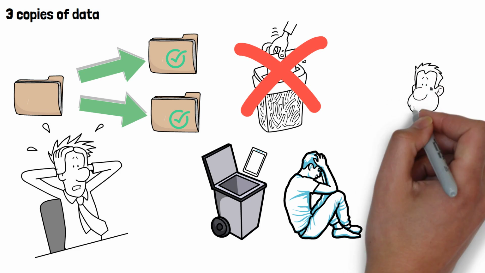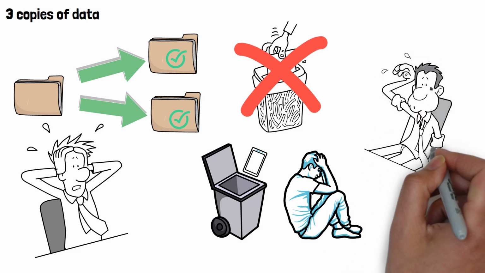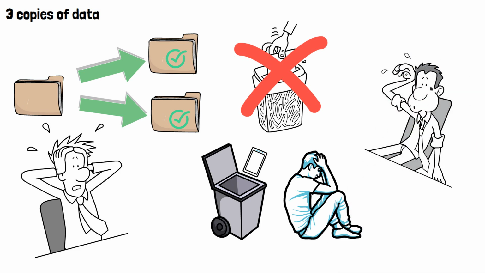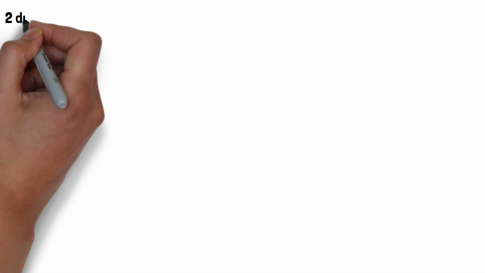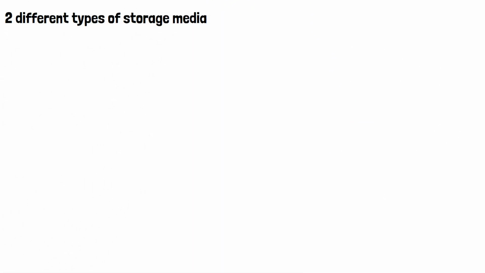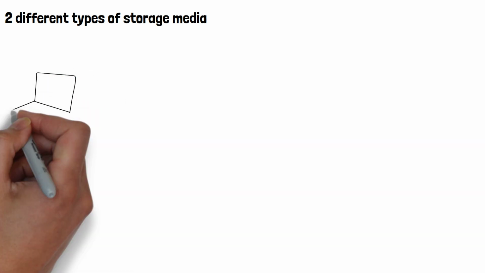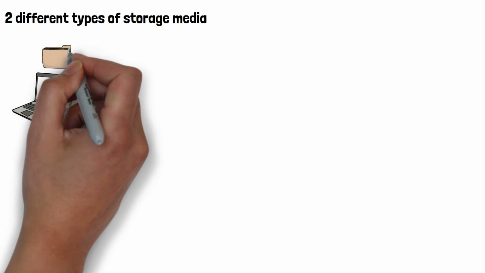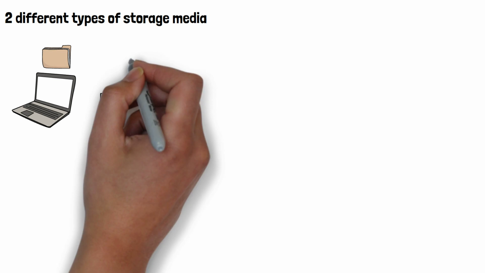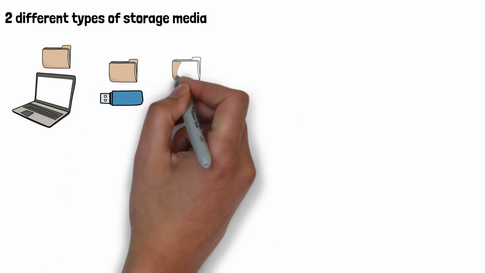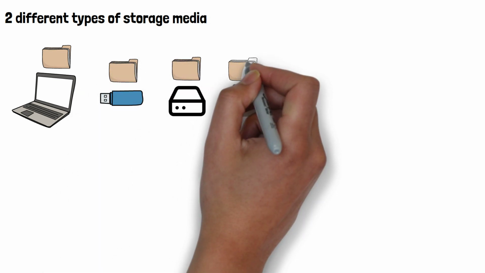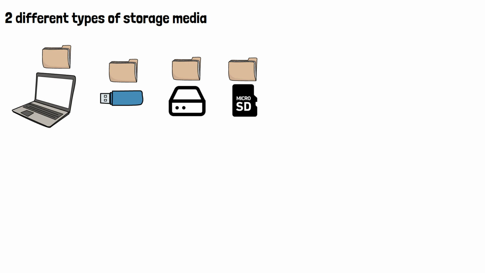This is because these copies are stored on different devices, which brings us to the second part of the 3-2-1 backup method, which is two different types of storage media. This could mean having one copy of your data on your laptop and another on a removable USB drive, external hard drive, or microSD card. Again, this is simply protecting you from the failure of one method of storage.